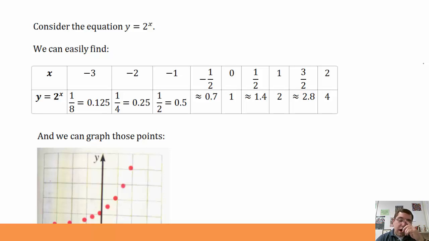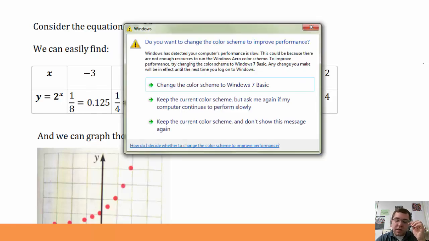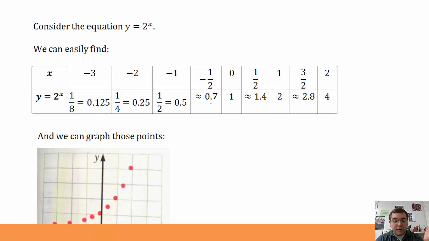I know how to do 2 to the negative 1/2 power now. That's going to be 1 over 2 to the 1/2. That's 1 over the square root of 2, which is about 0.7, not exactly, about 0.7. It's an irrational number. 2 to the 0 power, anything to the 0 power is just 1. 2 to the 1/2 power means the square root of 2, and that's about 1.4, again, not exact. 2 to the first power is 2. 2 to the 3/2 power is about 2.8. It's the square root of 2 cubed. And then 2 squared is 4.